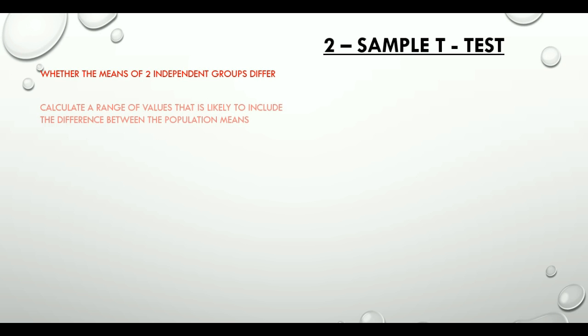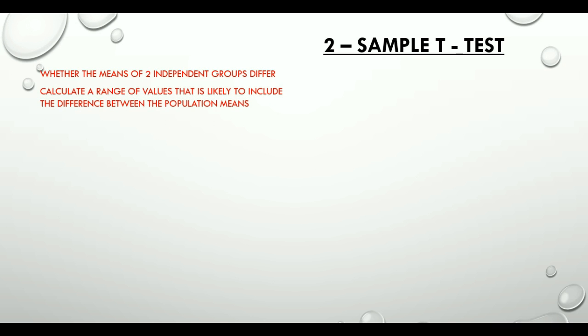Two-sample t-test is used to determine if the means of two independent groups differ and also calculate a range of values that is likely to include the difference between the population means. Standard deviation of the population is not known. We use this test when x or the independent variable is discrete and y or the dependent variable is continuous.